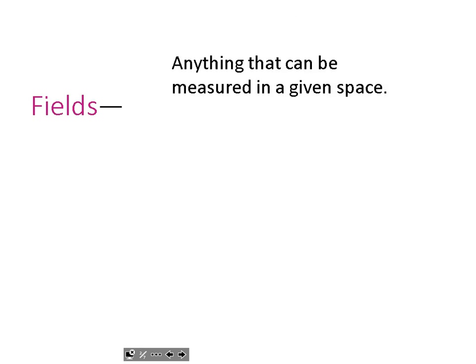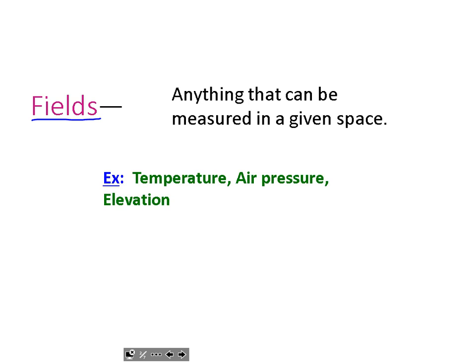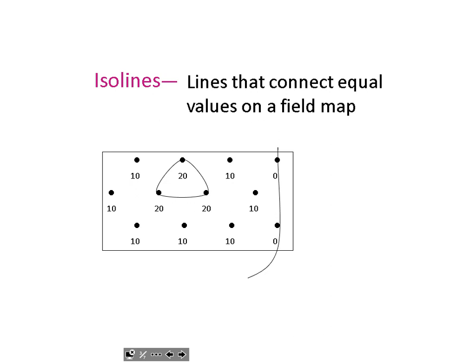So fields are just anything that can be measured in a given space. So fields is what you write down in that first blank. And so if you've ever seen a temperature map on a weather report or a map that's showing elevation, that is a field map showing that particular thing. Isolines are lines that connect equal values on a field map. So you're writing isoline and equal.